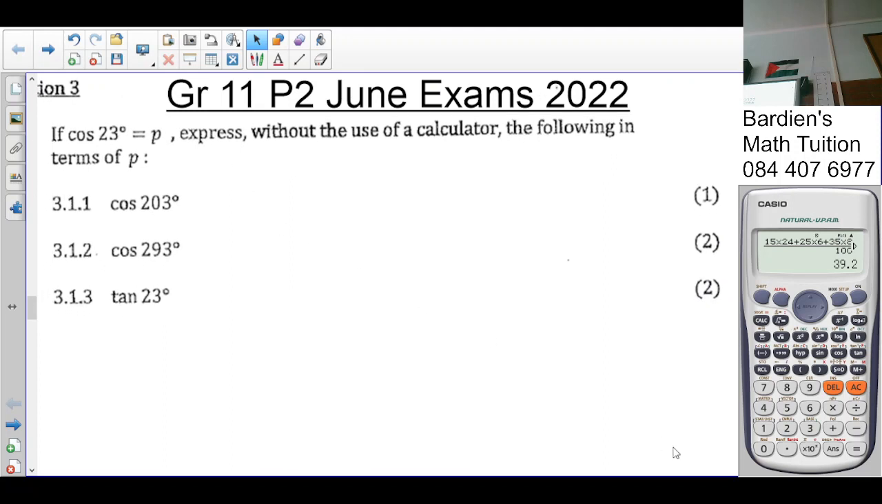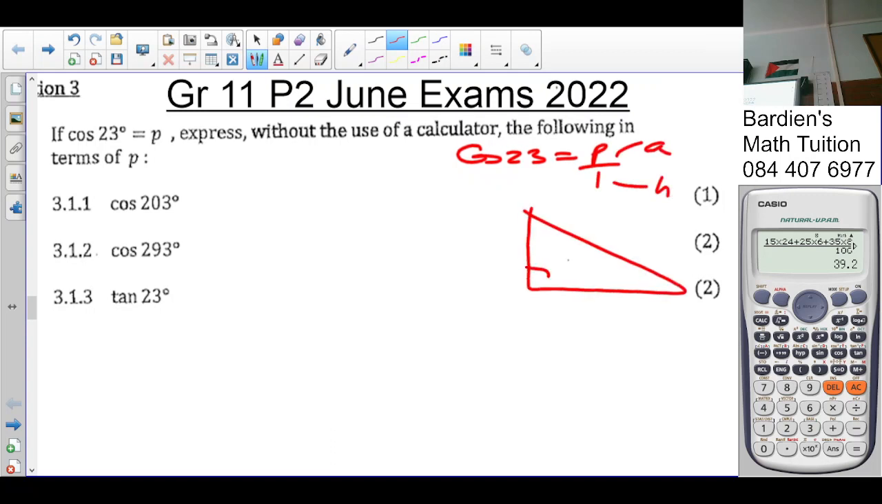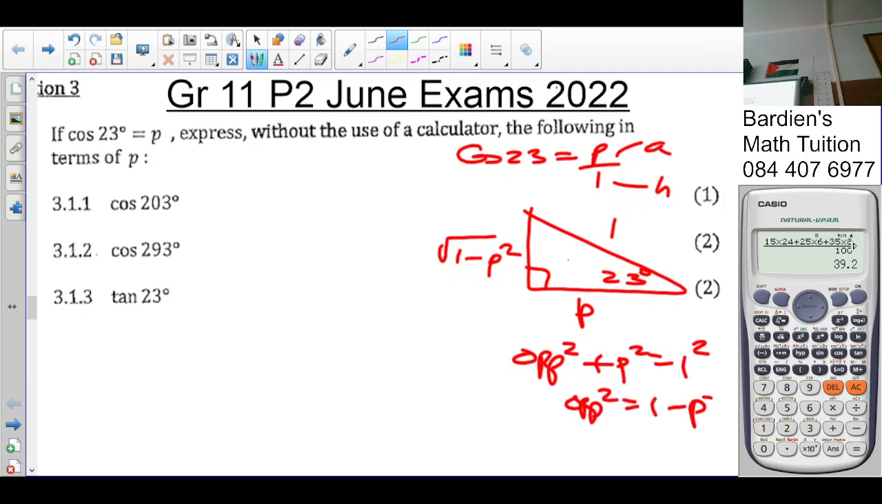People, the next one in question 3.1. We are told that cos 23 is equal to P. So what we do is we draw a diagram. Cos is adjacent over hypotenuse. So that is 23 degrees. My adjacent is P, my hypotenuse is 1. I apply Pythagoras, I get 1 minus P squared. For those of you who don't know how I got that, your opposite side squared plus P squared is equal to 1 squared. Your opposite side squared is equal to 1 minus P squared, and the square root thereof is the square root of 1 minus P squared.